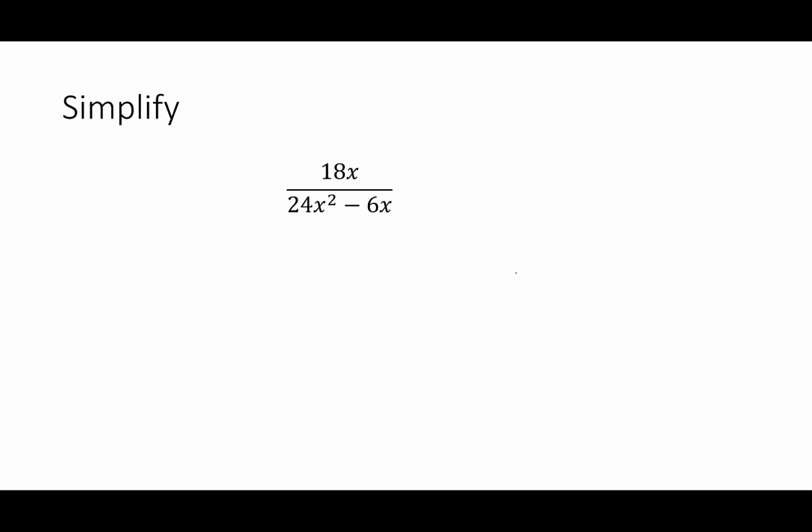Very similar, this small little rational of 18x over 24x squared minus 6x. I really kind of do a little look at it first to say, okay, what goes into everything? So 6, 24, and 18, I think let's take a 6 out. They all have an x, so let's also factor the x out. So if I factor 6x out of 18x, it leaves me 3. If I take 6x out of 24x squared, I get 4x. Then negative 6x divided by 6x gives me negative 1. This common factor of 6x cancels. I'm left with 3 over 4x minus 1.